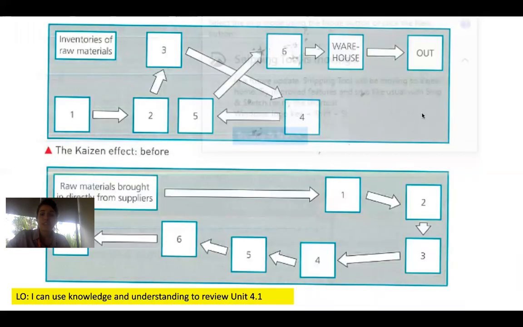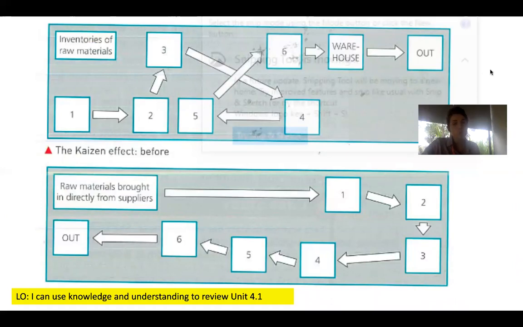There are some ways to solve lean production. One of them is Kaizen. So Kaizen, it means continuous improvement. It's a Japanese word. And it is so that you make your business more streamlined. Here is an example of Kaizen.